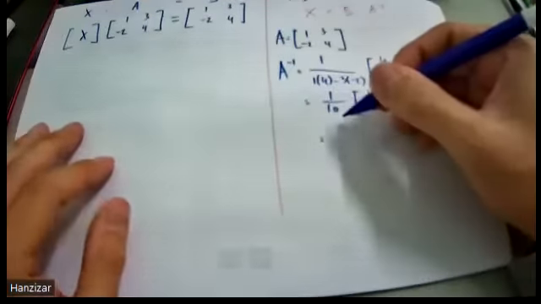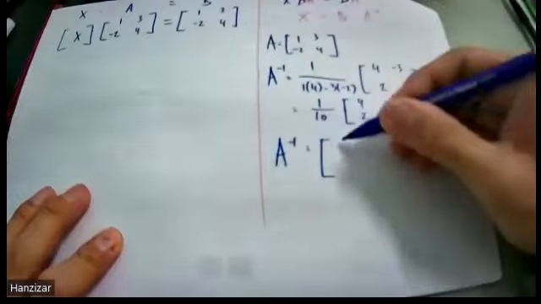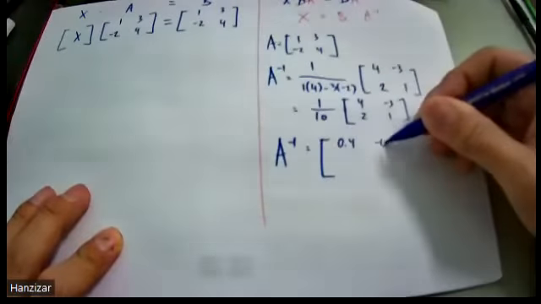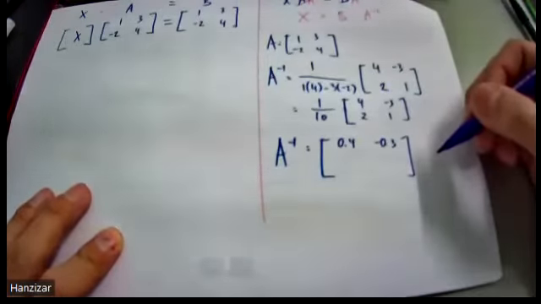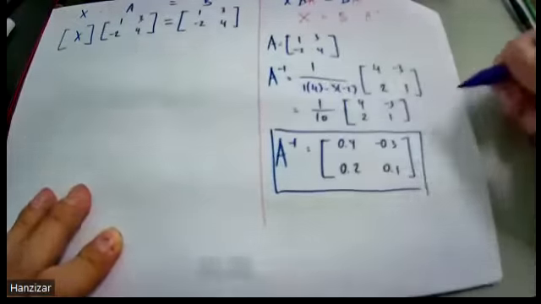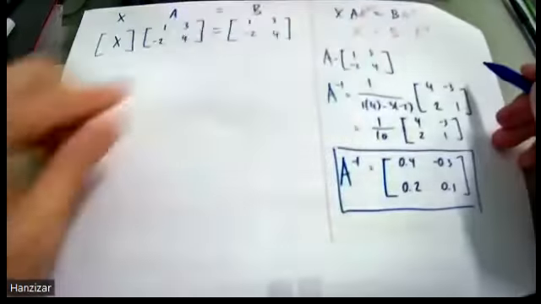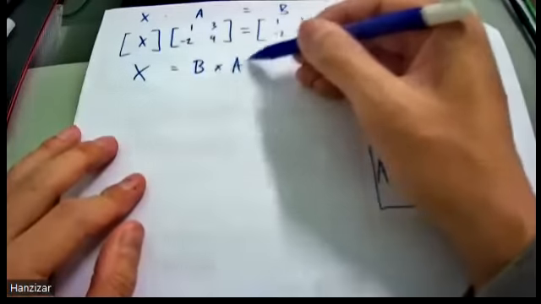Okay, 1 over 10, you divide everything by 10, right? So the inverse of A will be 0.4, -0.3. Rather than using fractions, you use decimals. 2 over 10 is 0.2, and 0.1. Right, this is the inverse of A. And then you put it into X equals B times A inverse. So X equals B times A inverse.